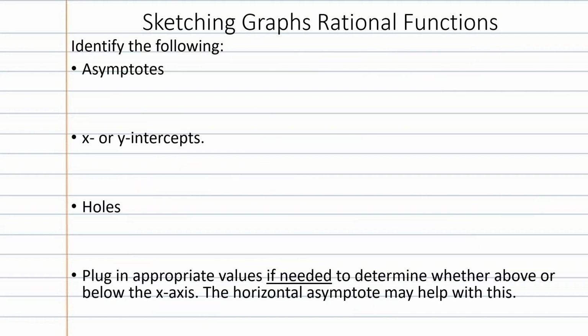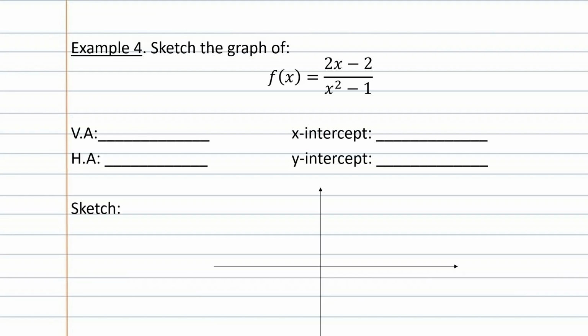All right. So here we are going to look at sketching graphs of rational functions. In order to do so, we're going to identify our asymptotes, our x or y intercepts, as well as any holes we might have in those graphs, because sometimes you wind up with a hole in a graph instead of an asymptote. And then we're going to plug in appropriate values if needed to determine whether we're above or below the x-axis. The horizontal asymptote may help with this.